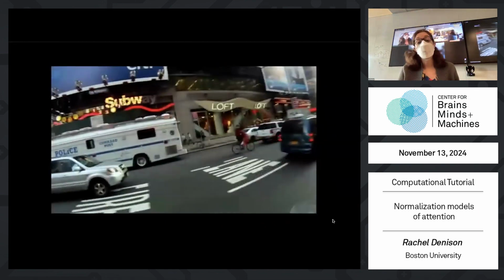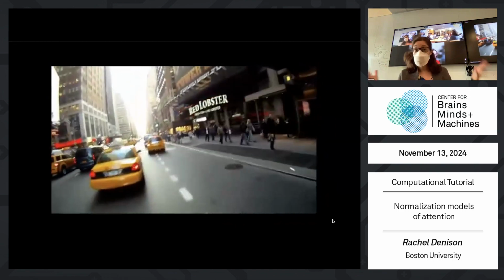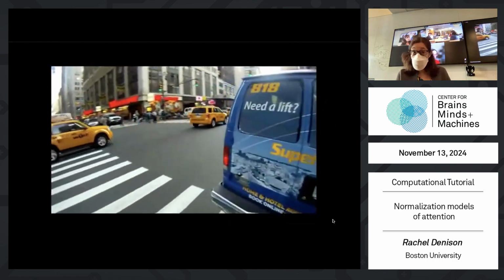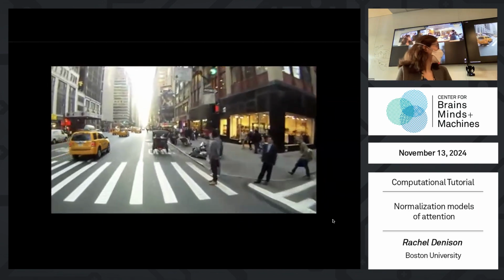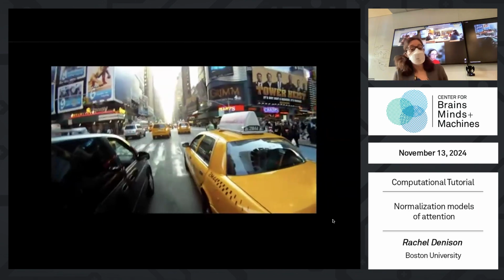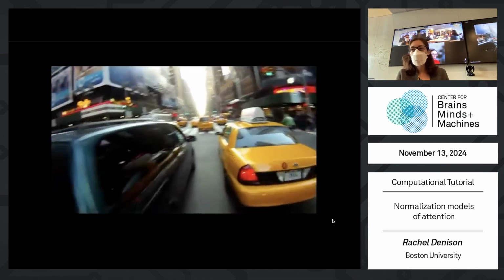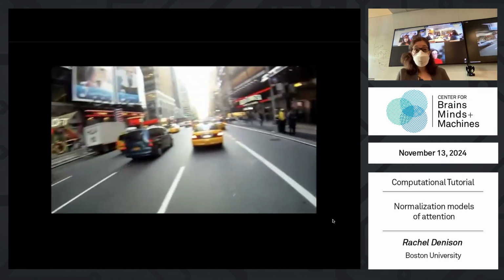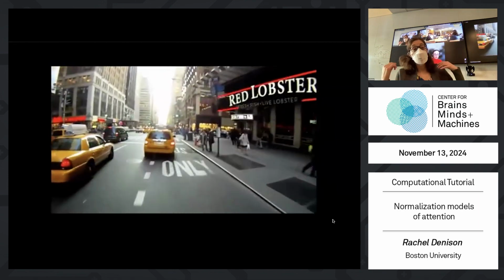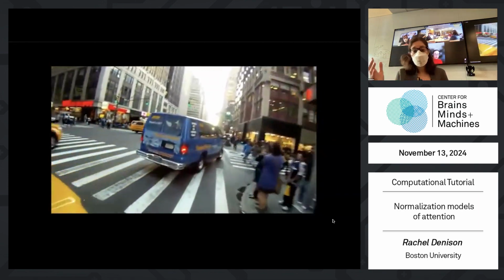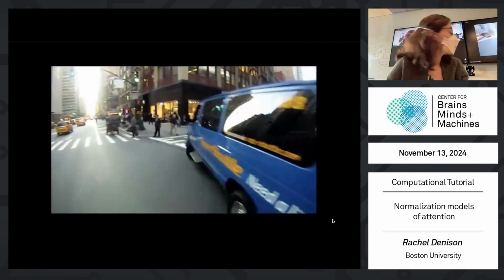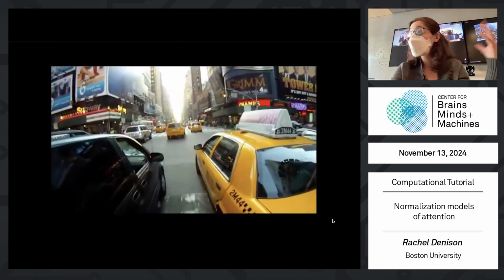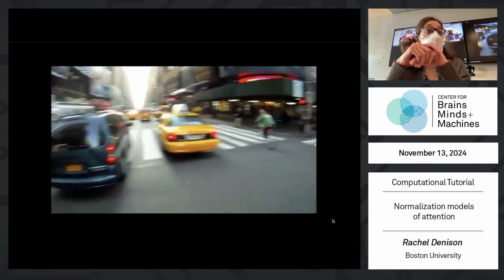So, if you think about our lives, we're going around the world and a lot is going on. Let's say you're biking down this busy street in Midtown Manhattan. You're going to be faced with this sort of incoming stream of information. There's cars, there's people, there's streets, there's all kinds of things. It's scary. And the task that our brain has is to process all this information that's coming in.